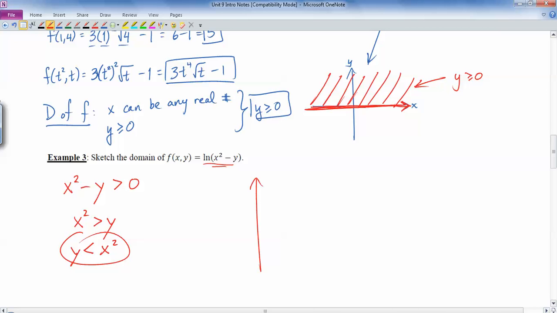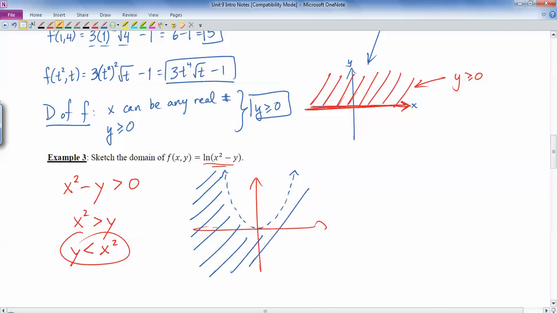So if we sketch that graph, y equals x squared is the parabola. This is not including x squared. Instead, it's everything below x squared, all the y values that are underneath the parabola. So that's this region down here. Y is less than x squared. And that's the domain. So really, any point that falls into that blue region, you're allowed to plug into here. Any point that doesn't fall into that blue region, you're going to get undefined. And any point that falls on that parabola itself, you're going to get undefined.